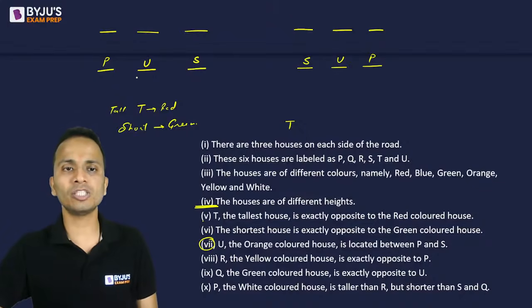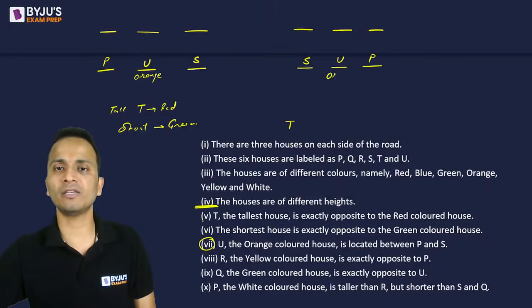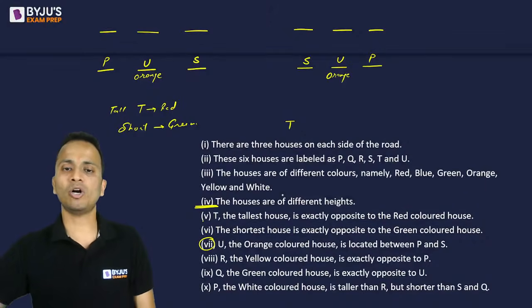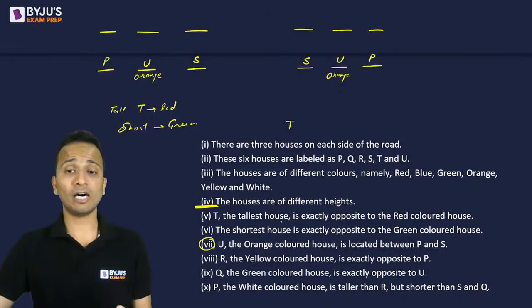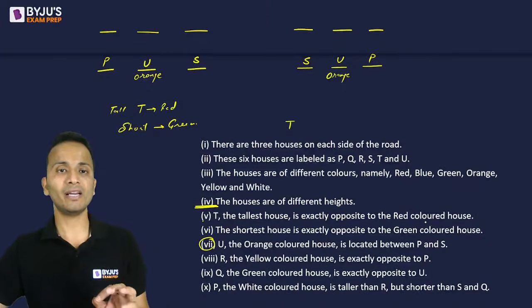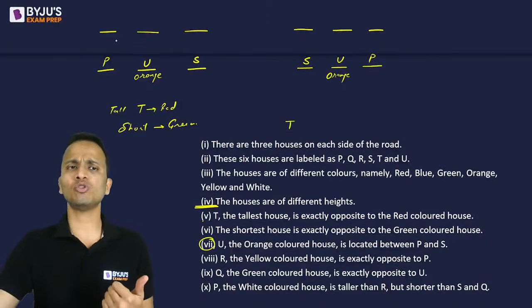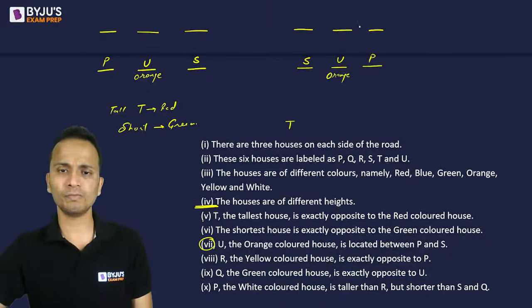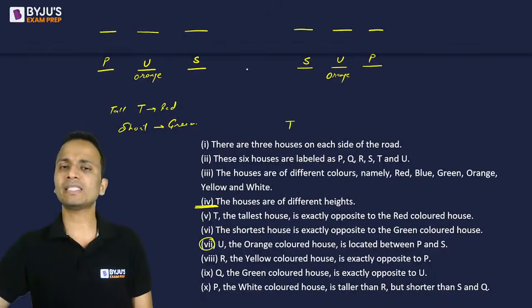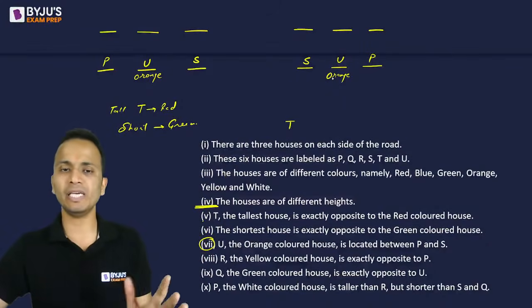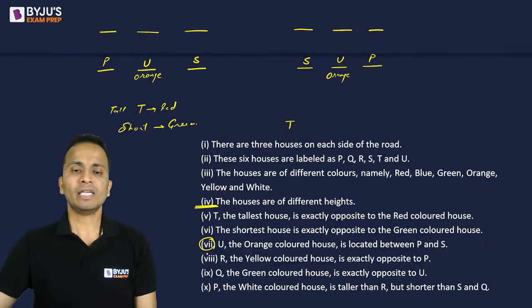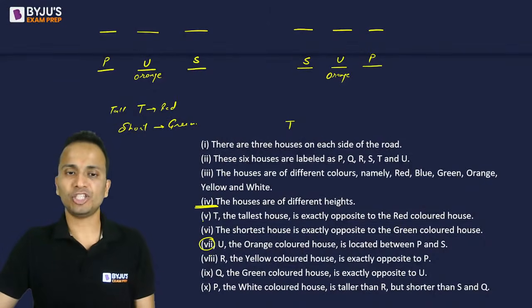U, the orange colored house. So let's write the color as well. So U, the orange colored house, is located between P and S. Right. Now I can say that T, the tallest house, is exactly opposite to the red colored house. So T, the tallest house, will be in the upper row. Okay. So P, U, S are in the bottom row. So the other three houses will be in the top row. Right. Now let's move on and look at the next condition.